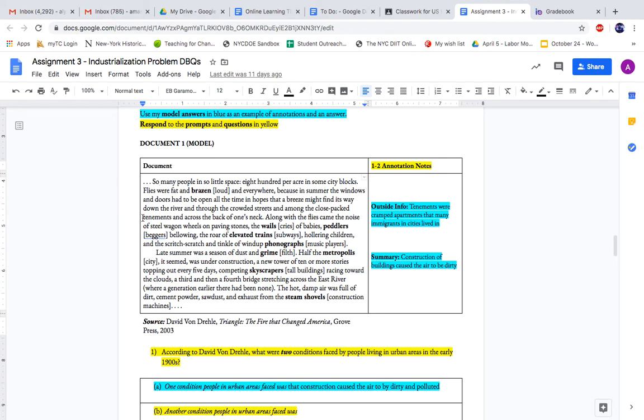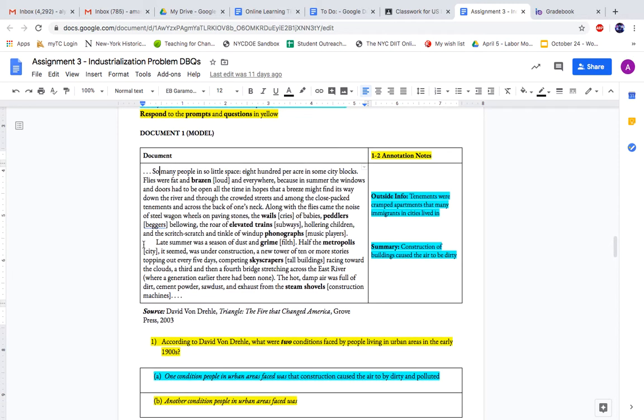Along with the flies came the noise of steel wagon wheels on paving stones, the wails or cries of babies, peddlers or beggars bellowing, the roaring of elevated trains or subways, hollering children, and the scritch, scratch, and tinkle of wind-up phonographs or music players.